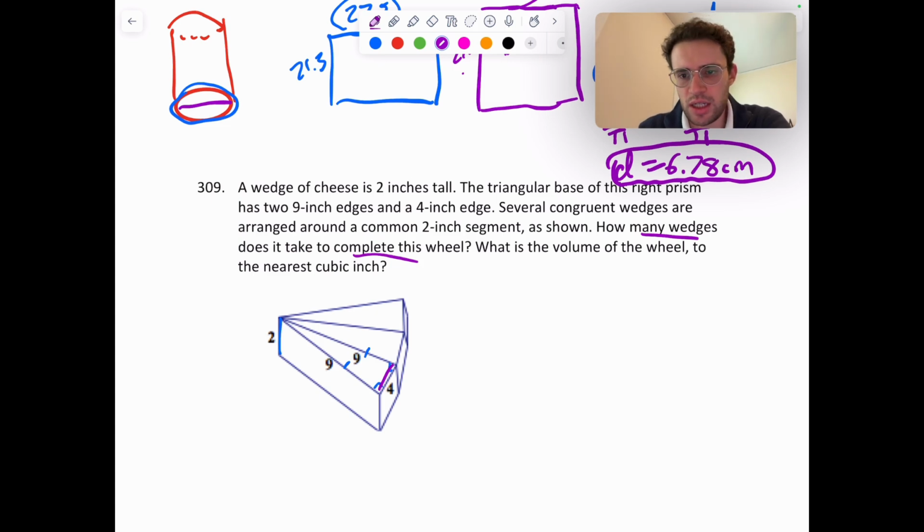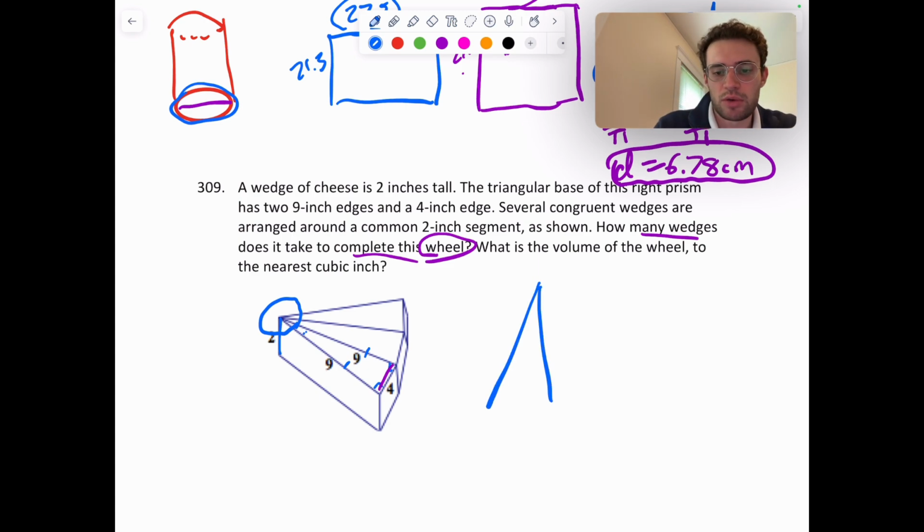Now, some of my students did get confused when they saw that it's a wheel. They thought it meant it was a circle, but this is just made up of a bunch of triangles. So it's gonna be some polygon. We don't know how many sides yet. That's essentially what we're solving for in that first part of the question, how many wedges? So to know how many would fit around, we know that an entire wheel, the angles up here would add up to 360 degrees. So if we find what the angle is for one of these triangles, we can figure out how many would fit into 360 degrees.